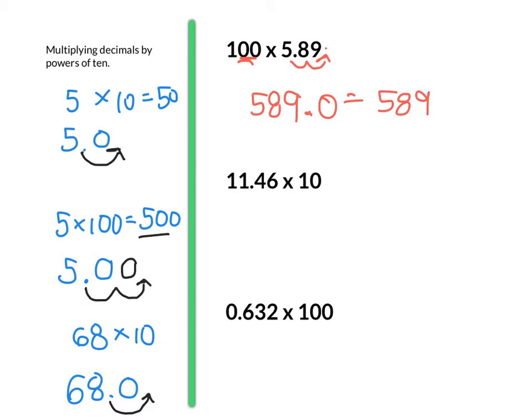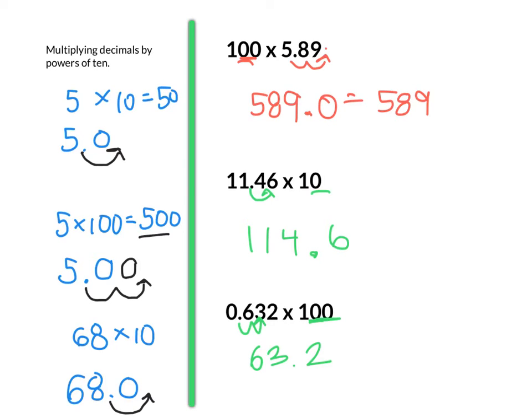11.46 times 10. Okay, well 10 only has 1 zero, so I'm only moving the decimal over one spot. That means that my answer is going to be 114.6. Every digit just increased its place value by 10. Last but not least, here we have 0.632 times 100. Now I see that there's 2 zeros, so I'm going to move the decimal 2 spots. So now I have 63.2.